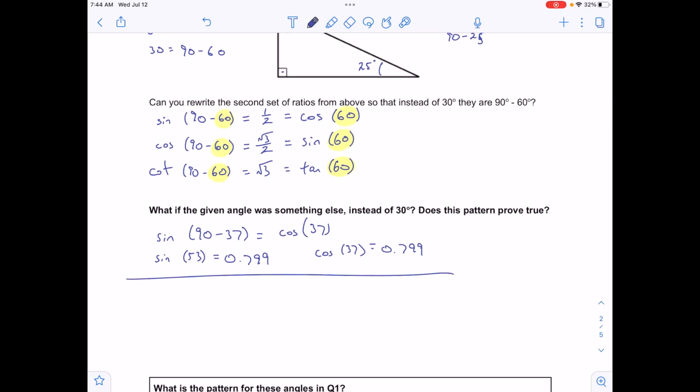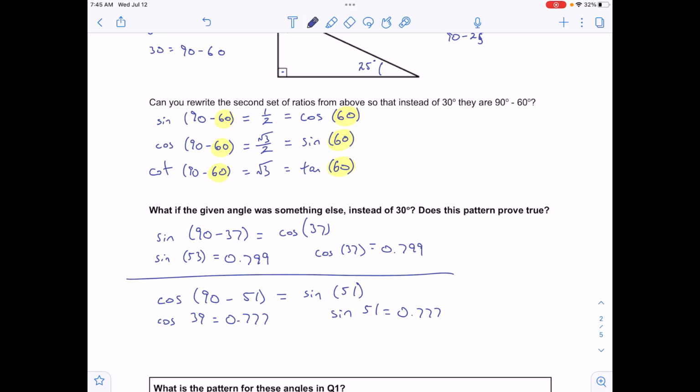Let's do it again. Let's try a different one. Let's do a cosine first. Let's do cosine of 90 minus 51. We think that that's going to be the same thing as sine of 51. Okay, okay. Well, what's 90 minus 51? 39. Let's do cosine of 39. That's 0.777. Lucky me. Sine of 51. Let's try. Oh my gosh. It's the same. So it totally works. Okay.